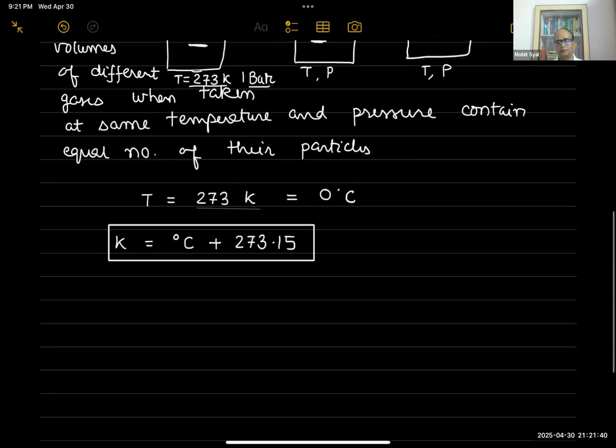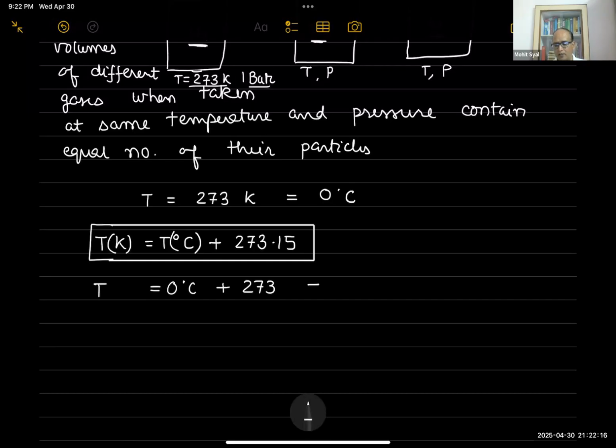Got it? This is the temperature in Kelvin, and this is the temperature in degrees Celsius. So if you take 0 degrees Celsius, normally we neglect this 0.15. So temperature in Kelvin is going to be 0 plus 273, that is 273 Kelvin.